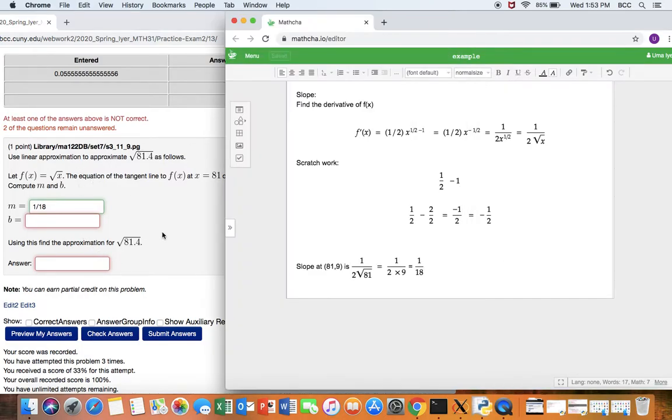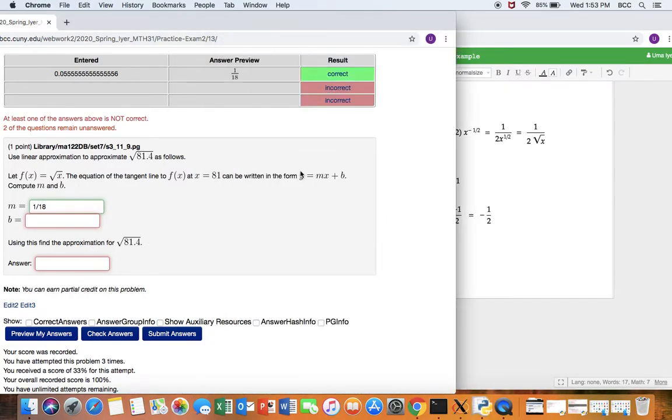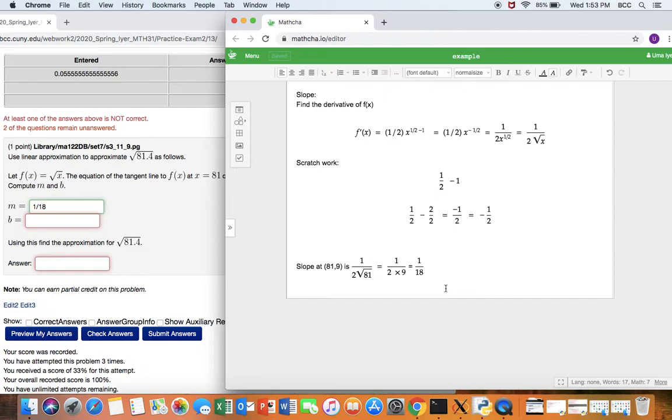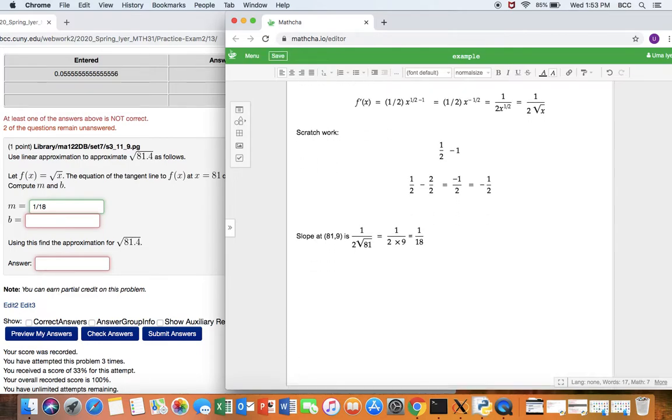1 over 18. Now look, they want us to write the equation of a line in the slope intercept form. All right, so I have the slope, but I don't have the intercept. So let me just write the equation of the line in the point slope form. Okay, how do I do that?